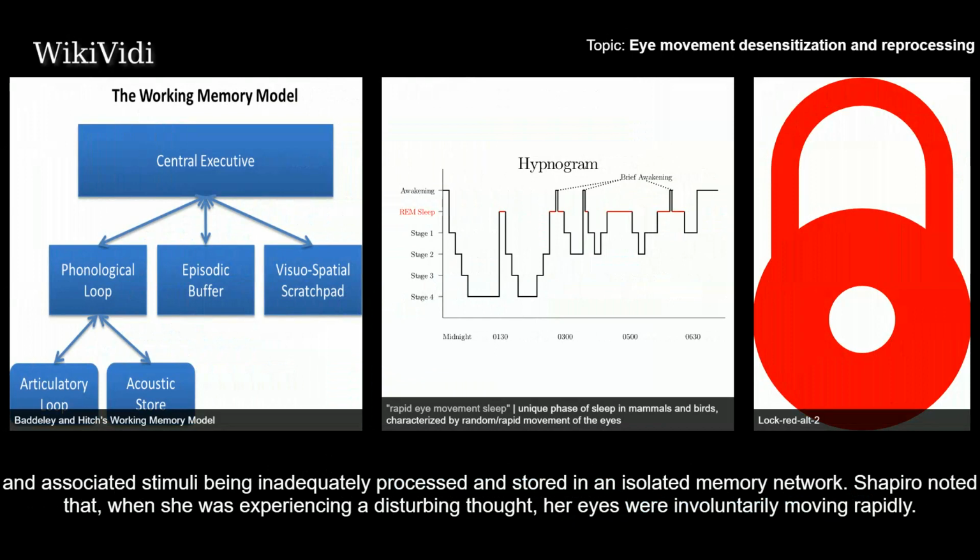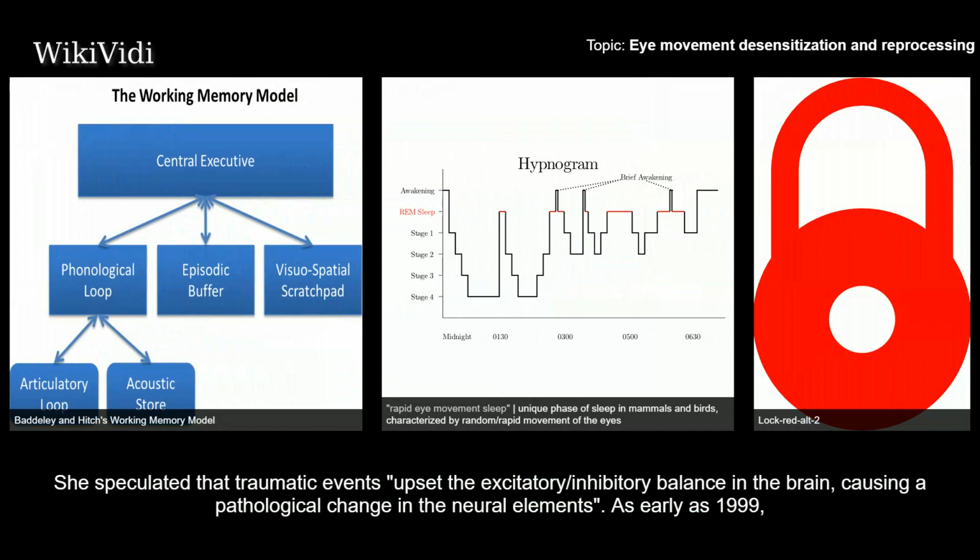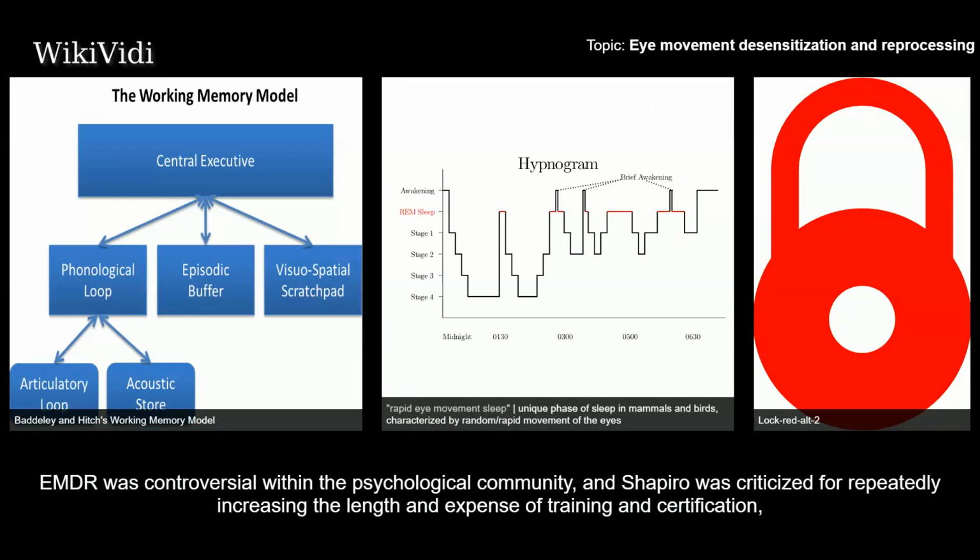Shapiro noted that, when she was experiencing a disturbing thought, her eyes were involuntarily moving rapidly. She noticed further that, when she brought her eye movements under voluntary control while thinking a traumatic thought, anxiety was reduced. Shapiro developed EMDR therapy for post-traumatic stress disorder. She speculated that traumatic events upset the excitatory/inhibitory balance in the brain, causing a pathological change in the neural elements, as early as 1999.